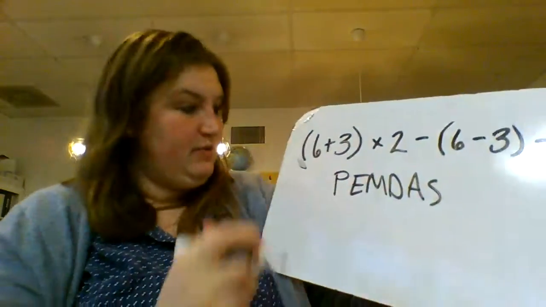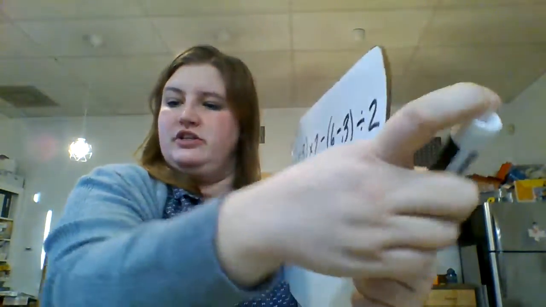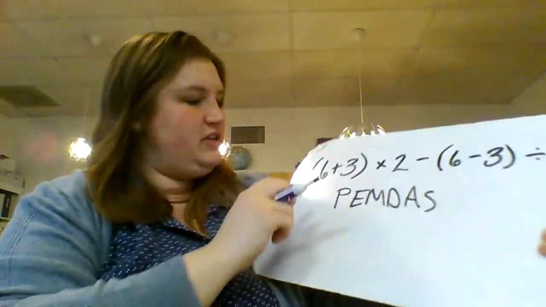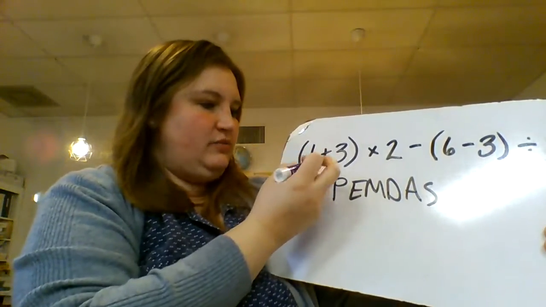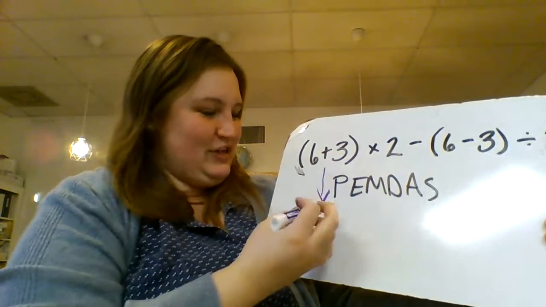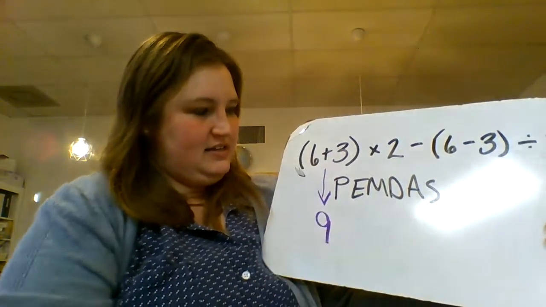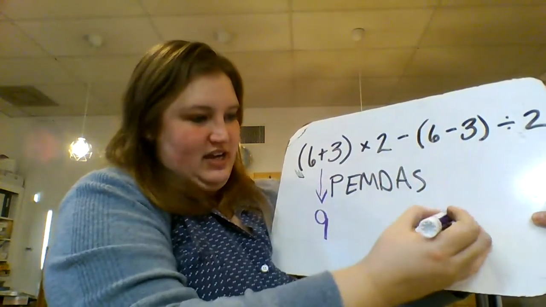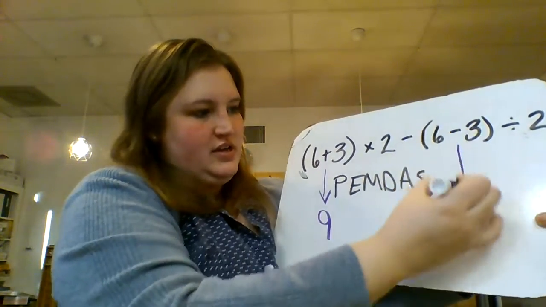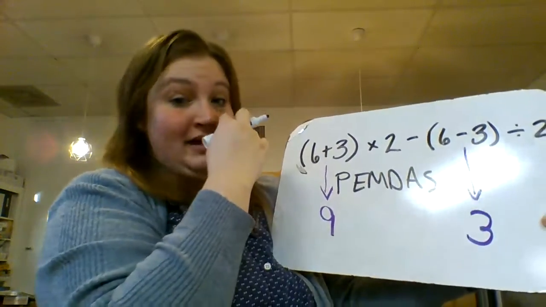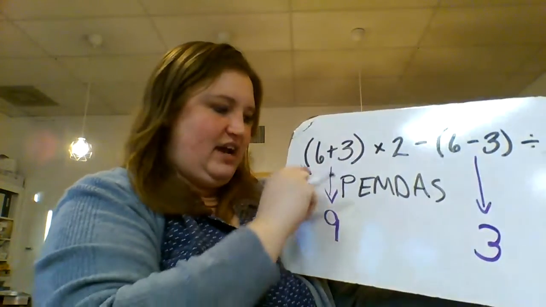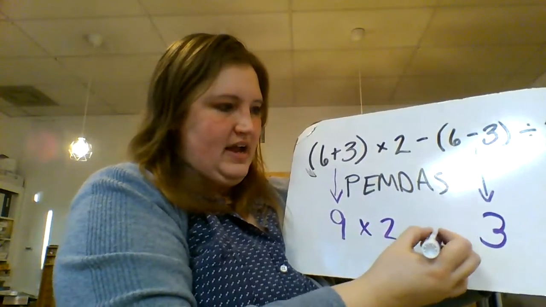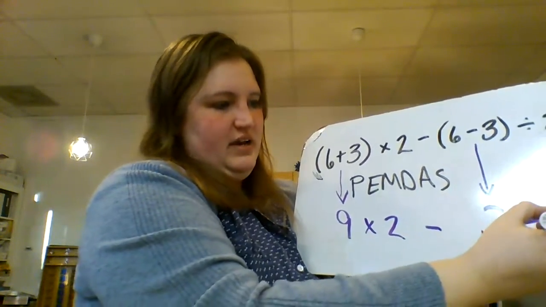then I have to start with my parentheses. So I'm going to switch colors so that it's a little bit easier to see. 6 plus 3, I have to do my parentheses first. So 6 plus 3 is 9, okay? Then I have another parentheses over here. 6 minus 3 is 3. And then I'm going to write it again so that I know what I have now. So I have 9 times 2 minus 3 divided by 2.